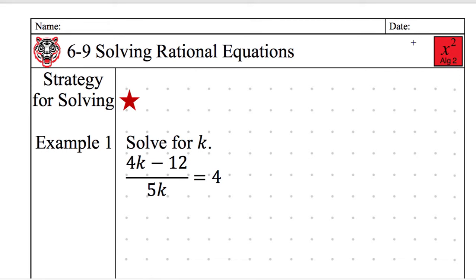We are here on this beautiful March 6th for Algebra 2, Lesson 6-9, solving rational equations. We have 2 days back-to-back of solving rational equations. Today is solving rational equations, tomorrow solving slightly harder ones, but still solving rational equations. Alright, so let's put the date. It is the 6th, 3/6.